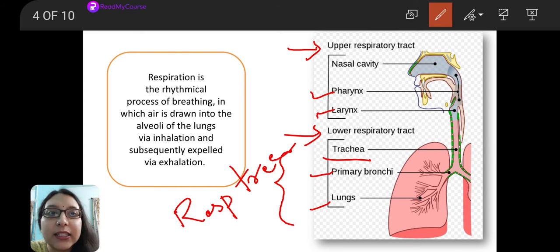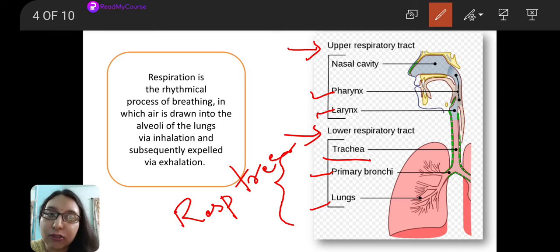What is it known as? It is known as the respiratory tree. Why is it known as a tree? Because just like we have branches of a tree spreading out in all directions, in a similar fashion, the trachea ends in bronchi, bronchioles, and finally alveolar sacs, and they spread out in a branching pattern just like the branches of a tree, from larger diameters to smaller diameters.